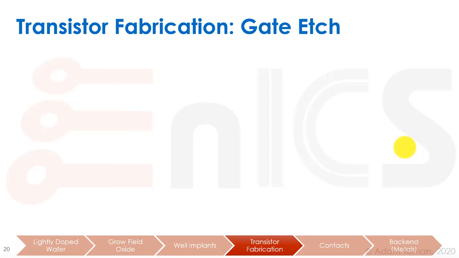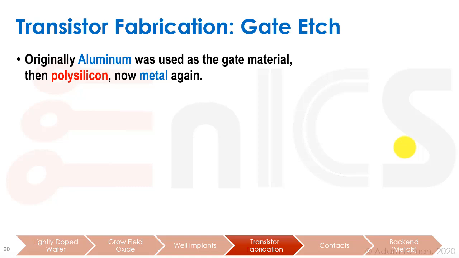The next stage I wanted to talk about was the gate etch. Originally, aluminum was used for the gate material. That's why we got our MOS, right? Metal oxide semiconductor. Then polysilicon was used. The reason that polysilicon was used is because it had a better work function. It was an easier material to work with in that way. But now, after changing over to high-K materials, we've gone back to metal gates.